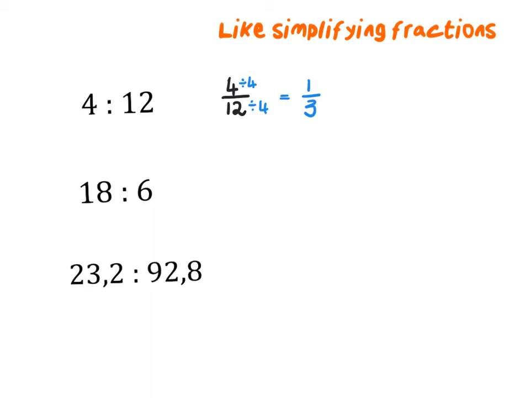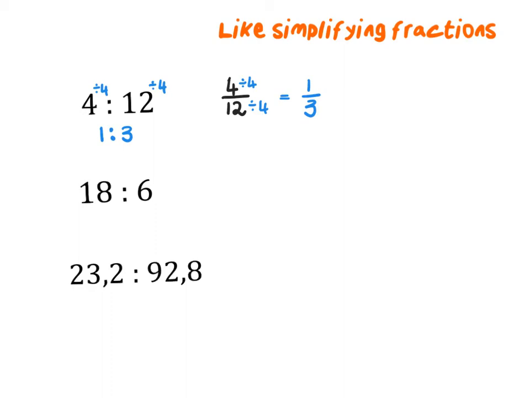And simplifying a ratio works exactly the same way. We find a number that divides into both the numbers given, which in this case is 4, leaving us with a simplified ratio of 1 to 3. Let's do the same for the next one.